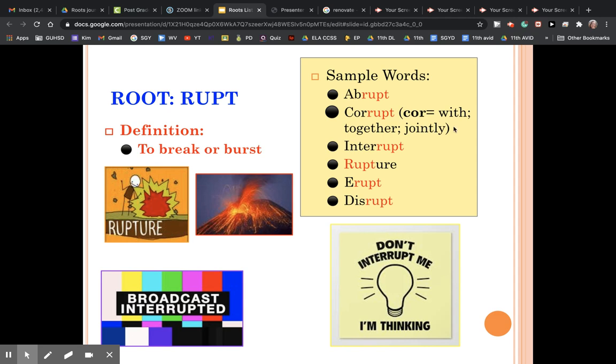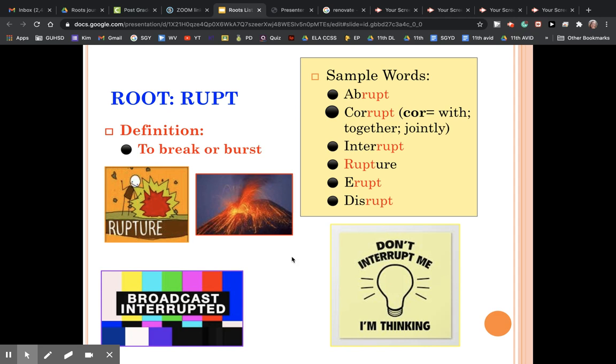Corrupt, cor meaning with, together, or jointly, to change from good to bad. Interrupt, to break into or between. Here we have a picture. Don't interrupt me, I'm thinking. Rupture, here's a picture of that, a breaking apart, as do blood vessels or water vessels, as in this example. Erupt, as when noise erupts, or here we have a volcano erupting. And disrupt is to prevent something from continuing in its usual way by causing problems.